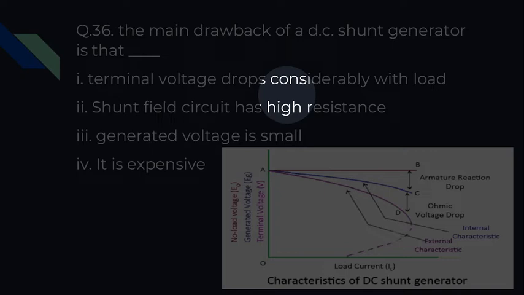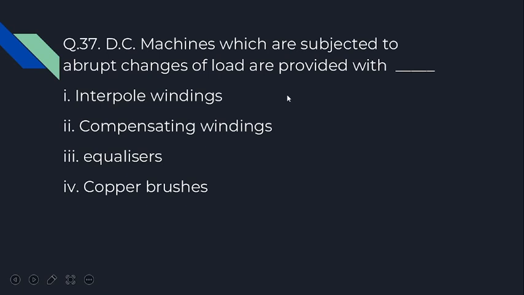That's the drawback. So question number 37: DC machines which are subjected to abrupt changes of load are provided with dash. Okay, so there is a DC machine with variations in the load. Abrupt changes are nothing but large variations of load.